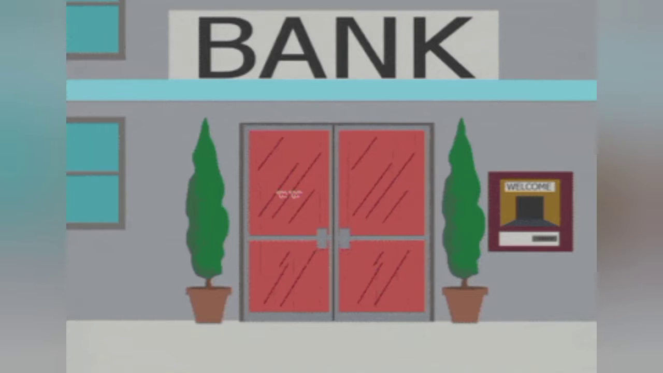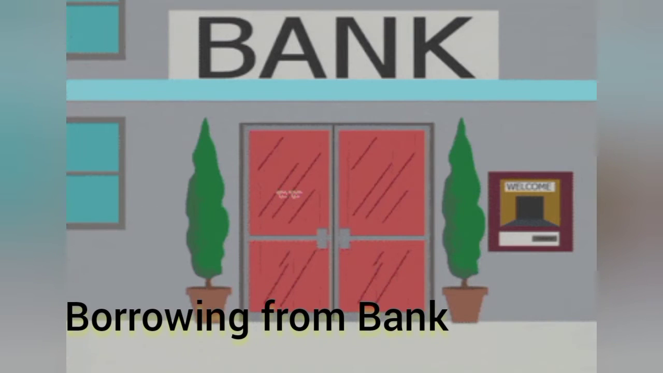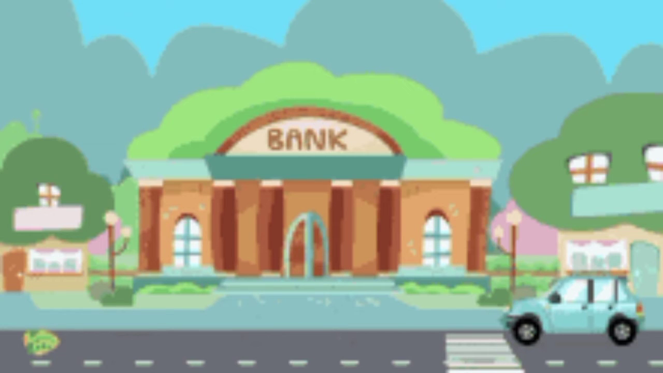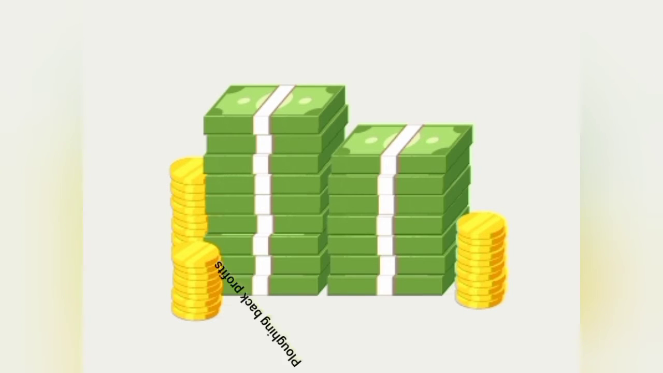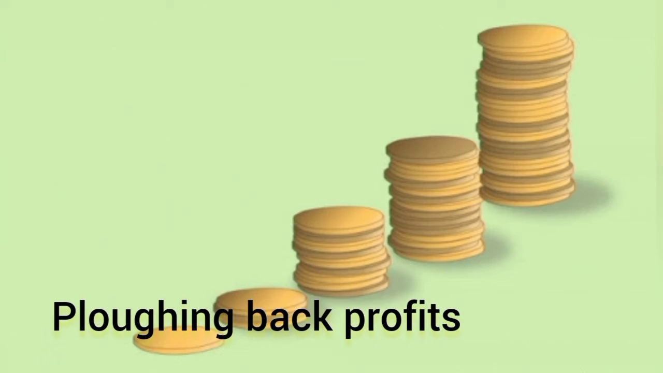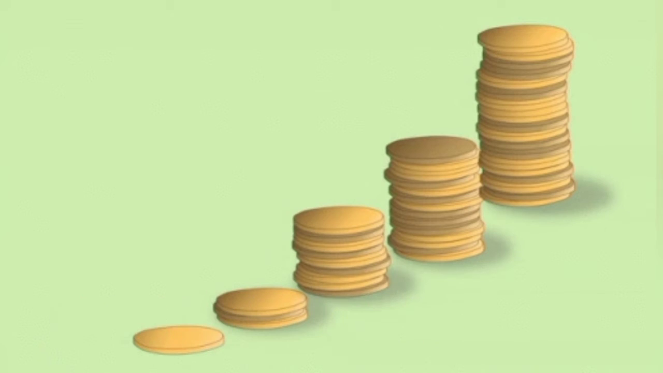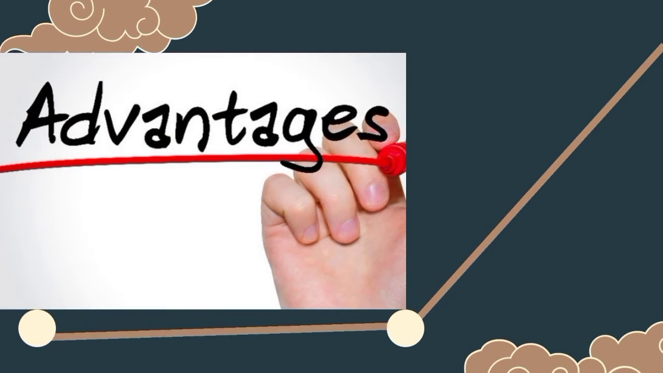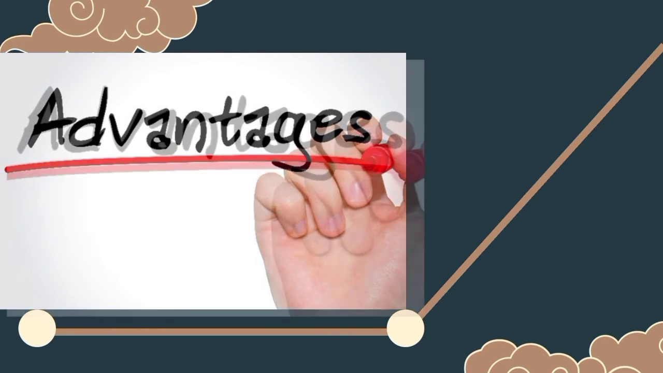So they could borrow from friends, and the next source is borrowing from the bank. They could also get money from the bank to establish this business. The next is plowing back profits. This refers to investing their profit back into the business. This is another way of sourcing for capital. All right, let's look at the advantages of partnership.